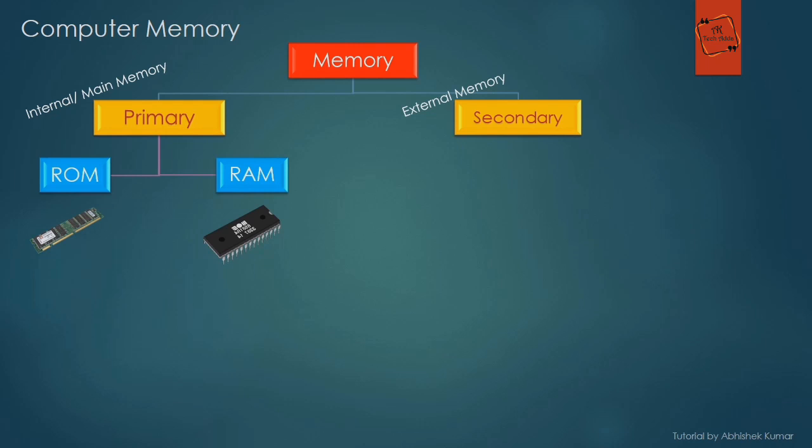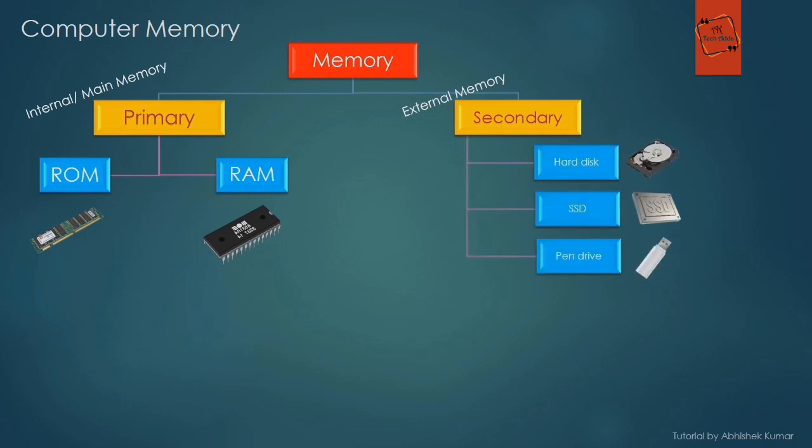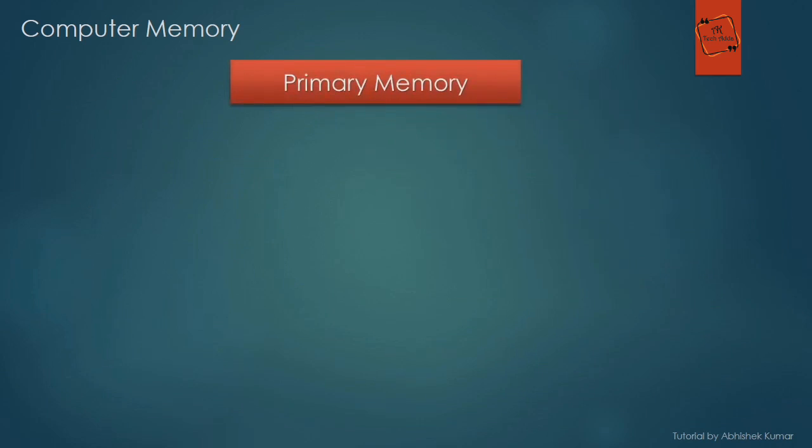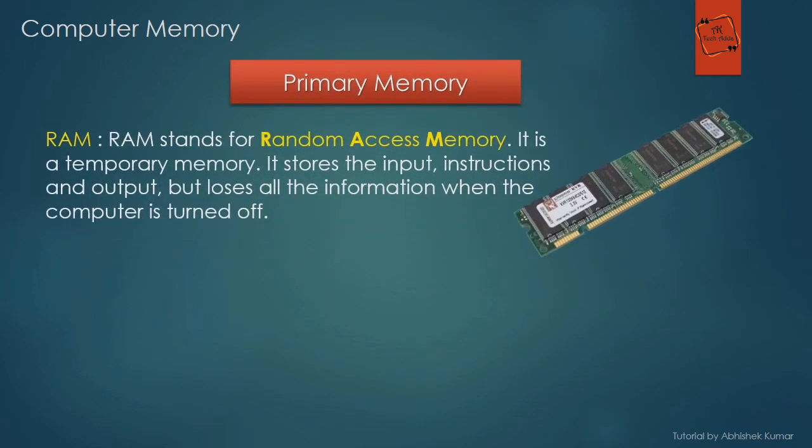It has also so many types like hard disk, SSD, pen drive, CD, DVD, Blu-ray disc, data card, cloud storage, and so on. Let's know about these devices individually. There are only two primary memory. First, RAM. RAM stands for random access memory.